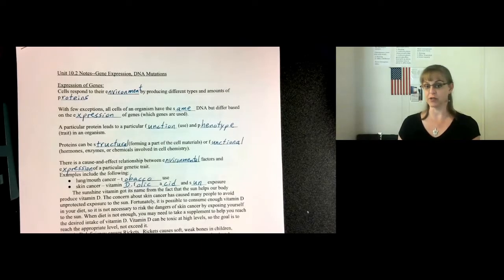Then, when the cell produces that particular protein, it leads to a particular function. For example, chlorophyll is used to make energy from sunlight, or a particular phenotype. Chlorophyll will cause it to be green. The proteins that are made can be structural, part of the cell materials, how it's built, or they can be functional, such as hormones that carry chemical messages, enzymes that help reactions happen faster, and other chemicals involved in cell chemistry that will cause the cell to do different things.